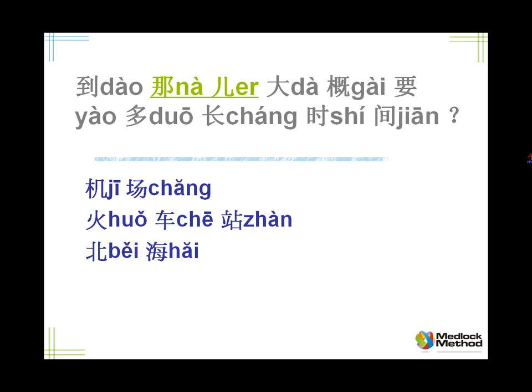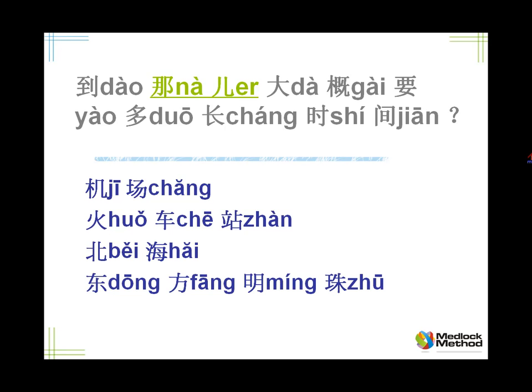Tell me, the Oriental Pearl Building. Okay, it's in Shanghai. That's right. Yeah, very famous building. 东方明珠. Ask me, how long does it take to get to the Oriental Pearl Building? 到东方明珠大概要多长时间? Tell me, about a quarter of an hour. 1刻钟.